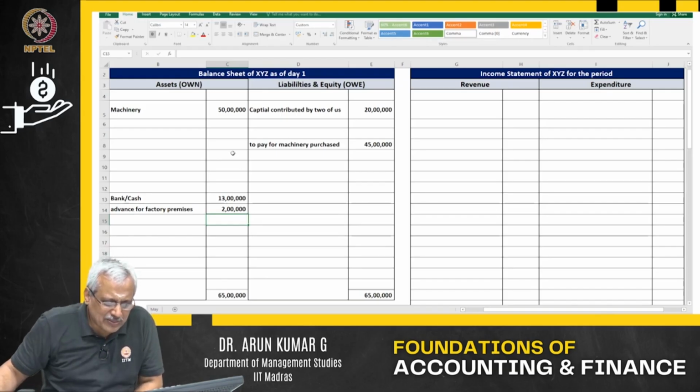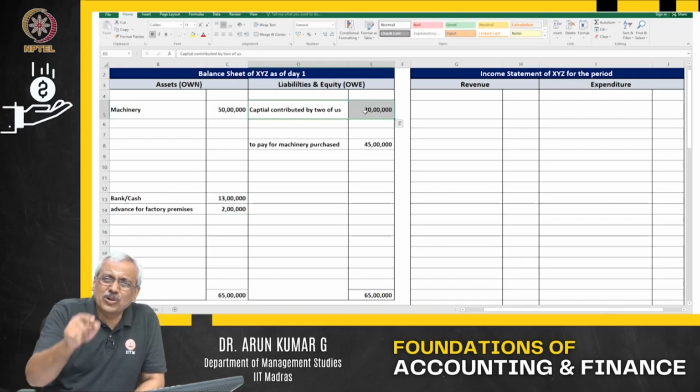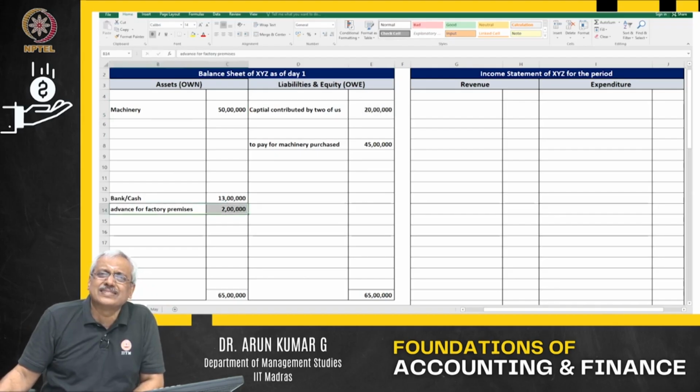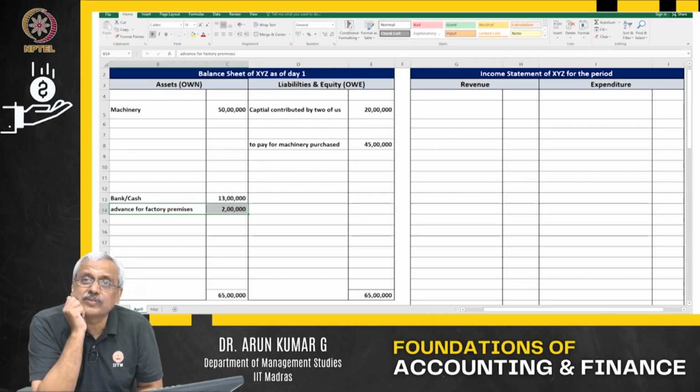For example, you see here capital. The day you close down, you have to give the money back to the people who have contributed. Similarly, the day you vacate the factory premises, they have to give you the 2 lakhs, because that money is yours out there. That is what happens.